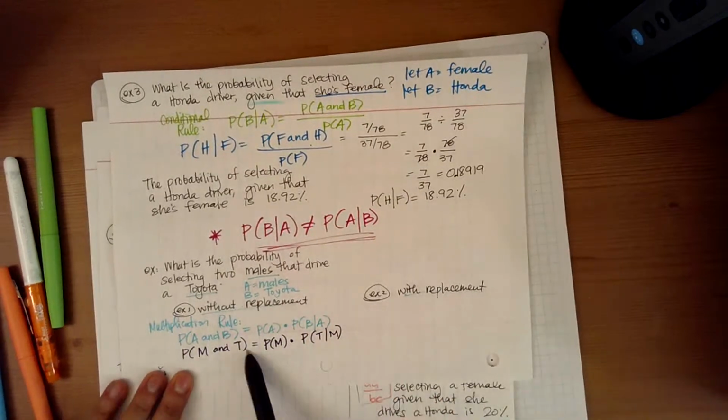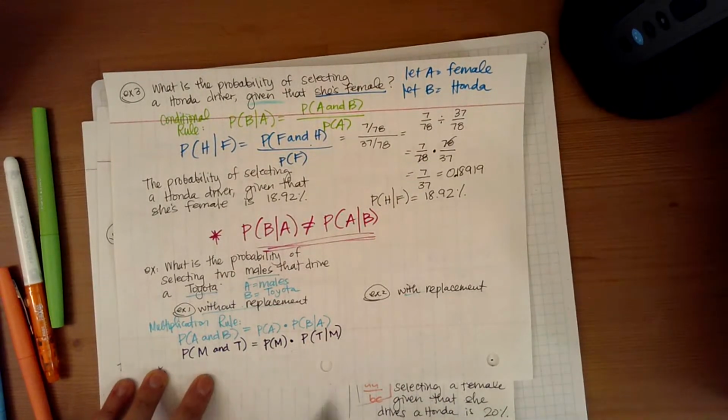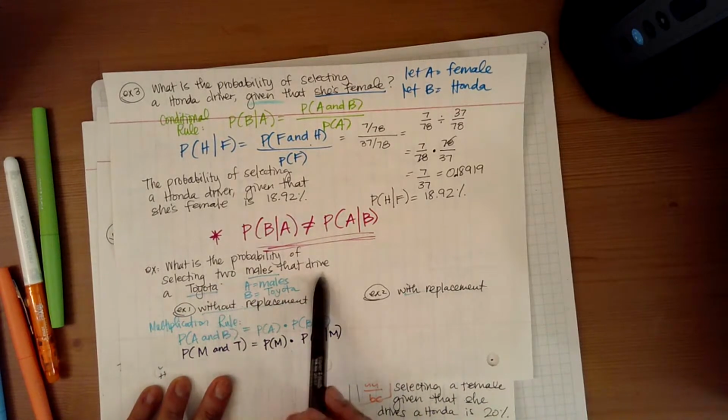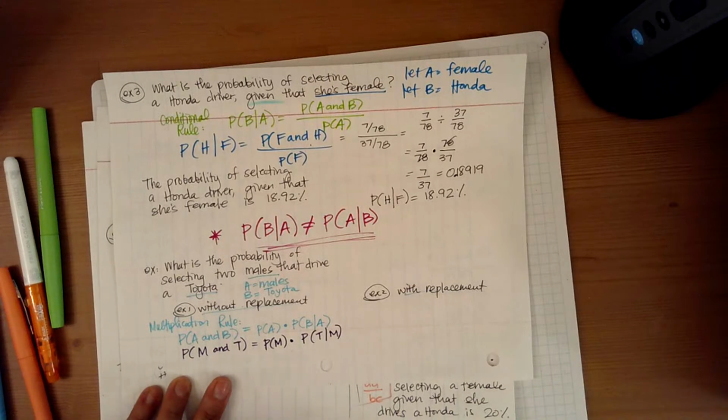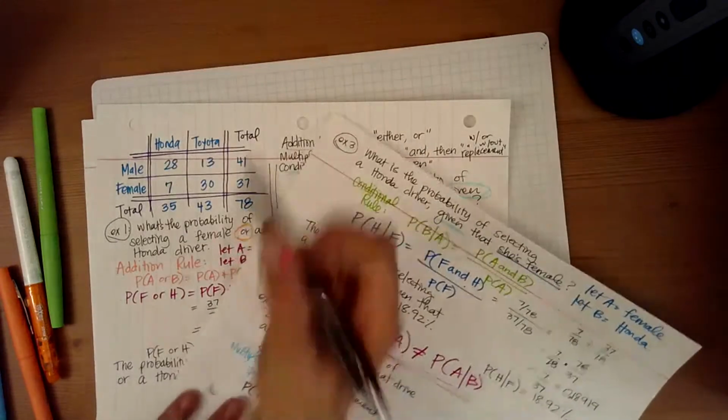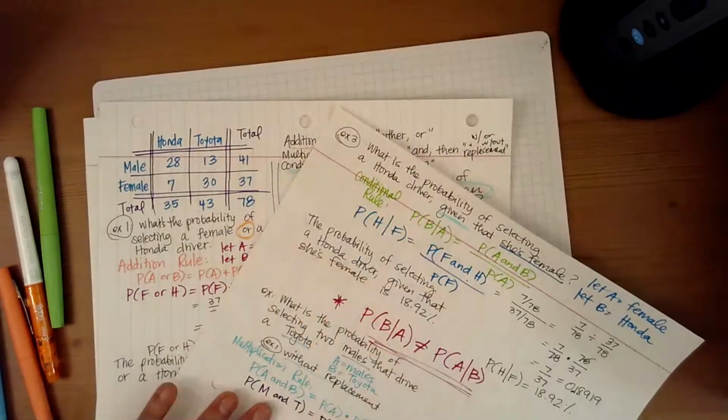First I'm going to prove this, and then I'm going to prove the 2 part, okay? So right now I'm just proving males that drive a Toyota. That's the first thing I'm doing. Okay. So what's my probability of male? Male is 41 out of 78.